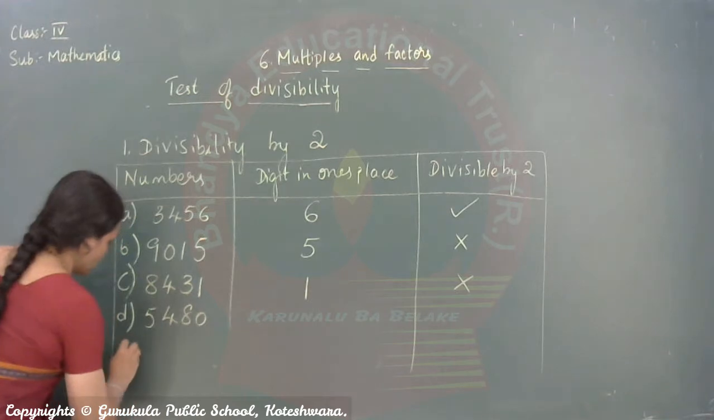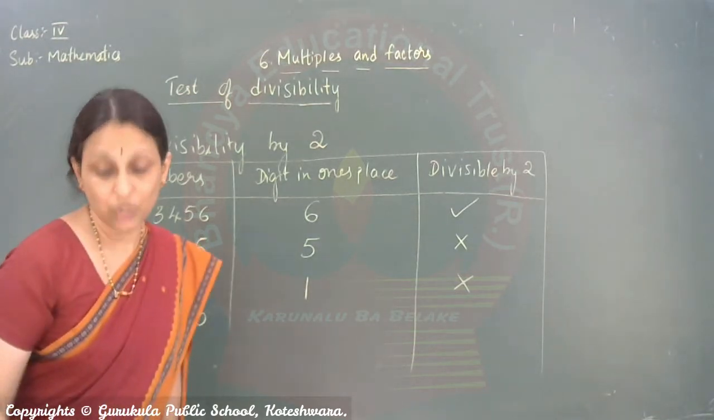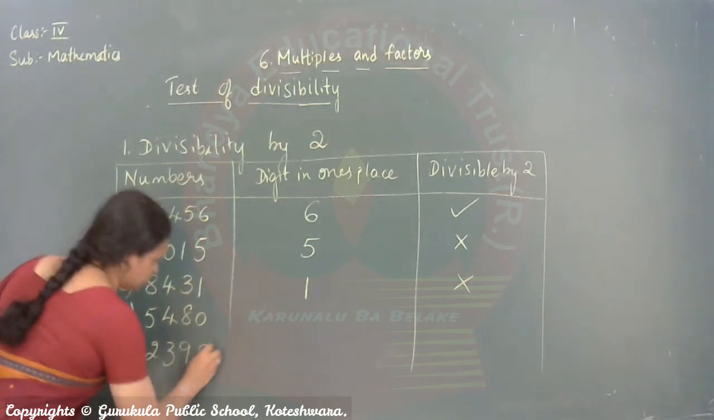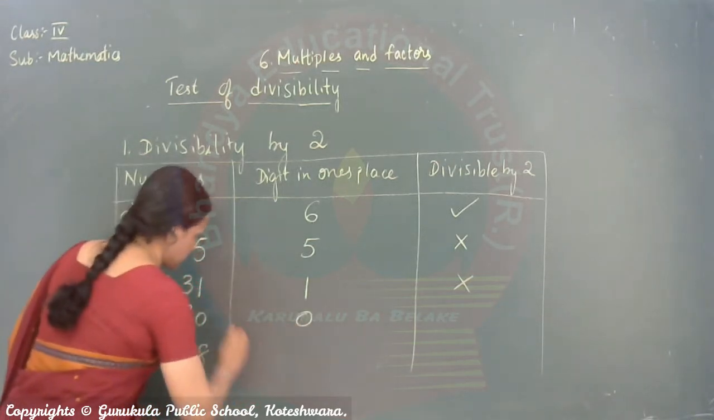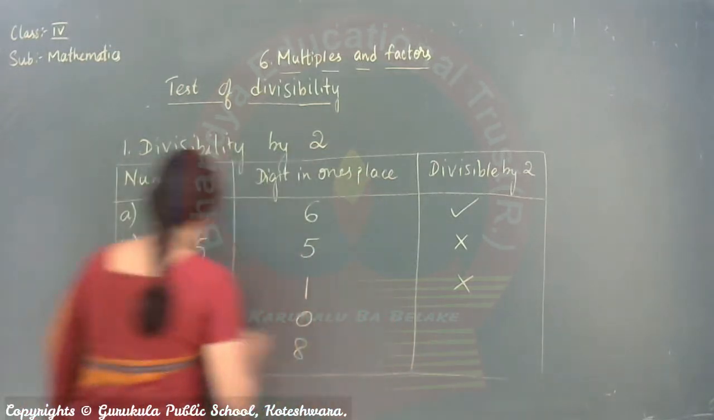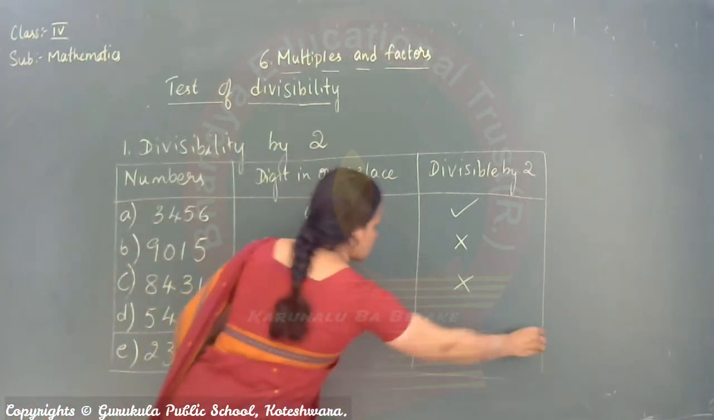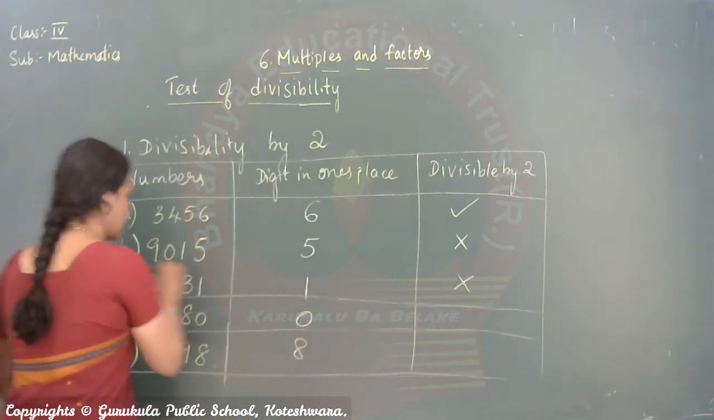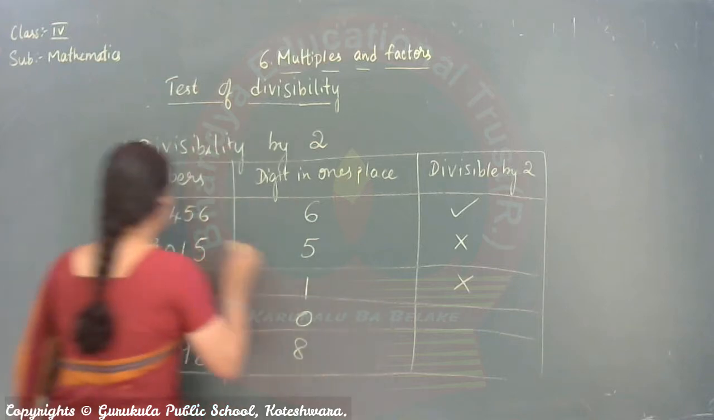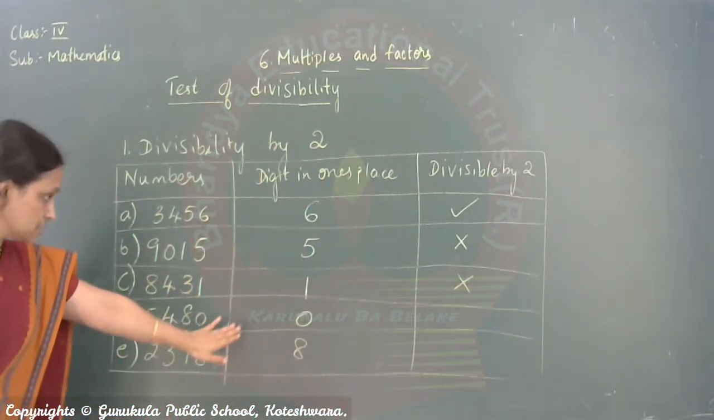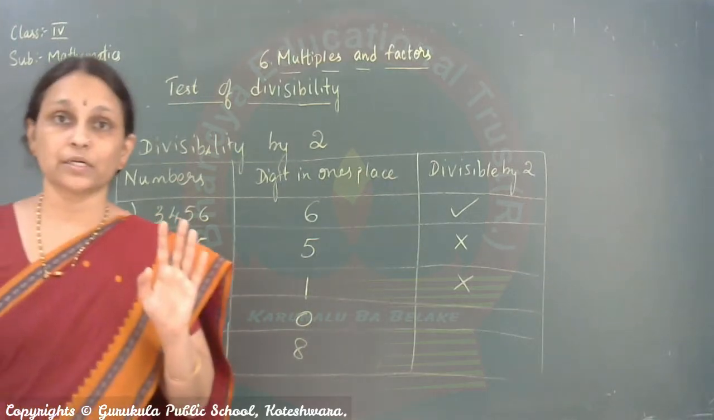5480. This you only have to do. Two numbers, I will not do this. 2398. Write the number in the ones place and tick or cross. That is your answer. I will not answer this. You have to answer. It should be written like this only, children. I want it like this only. Neatly written box. Yes. Last two is your work now.